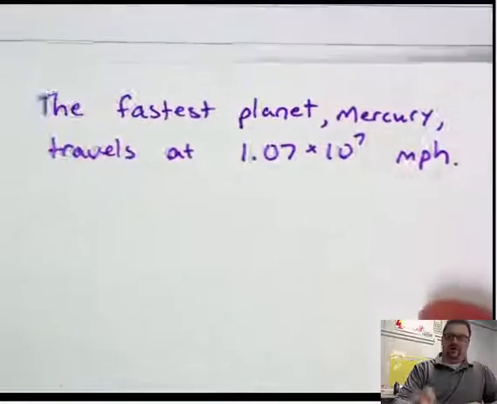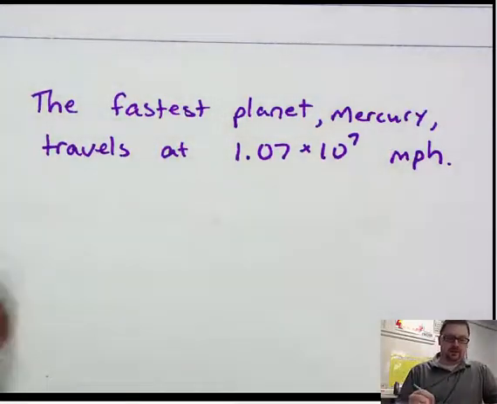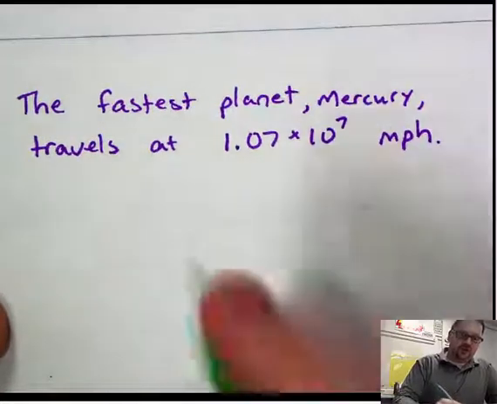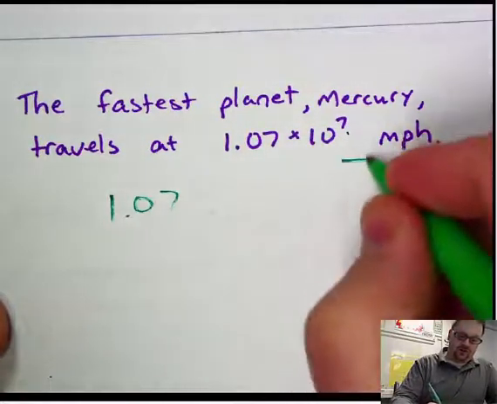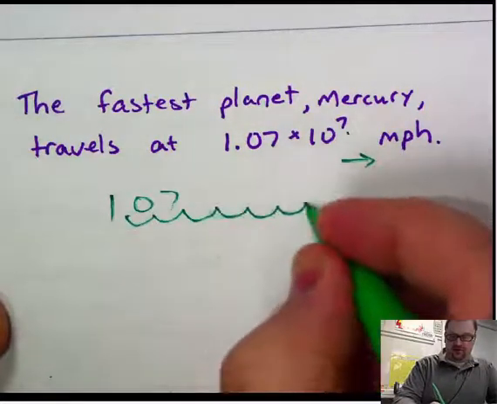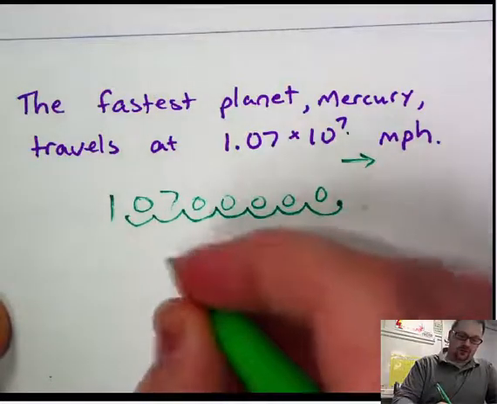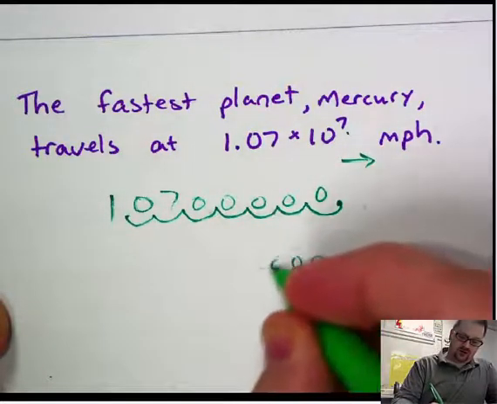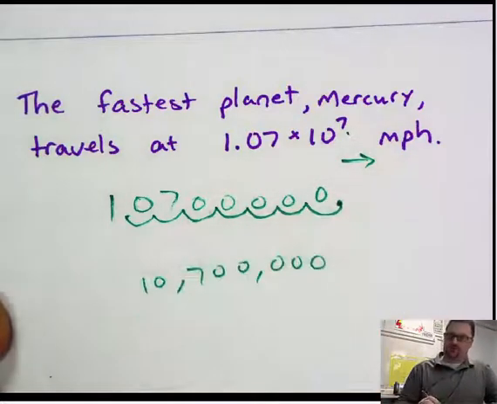The fastest planet, Mercury, travels at 1.07 times 10 to the 7th miles per hour. Pause the video and change that to standard form. So this would be 1.07. I'm going to move to the right 7 times. So I'm going to go 1, 2, 3, 4, 5, 6, 7. And there's my decimal. Rewrite this as 10,700,000. Okay.